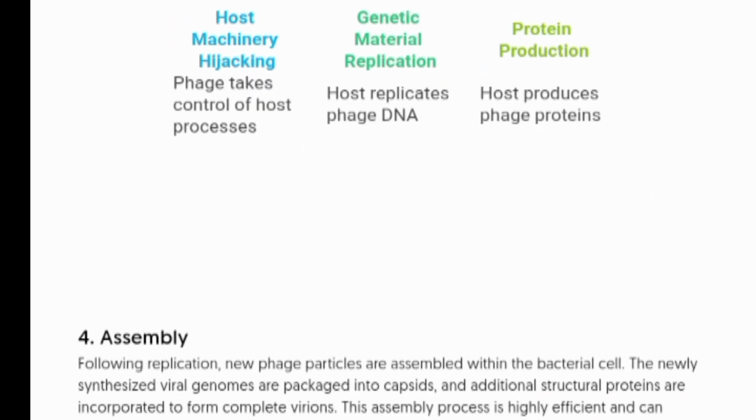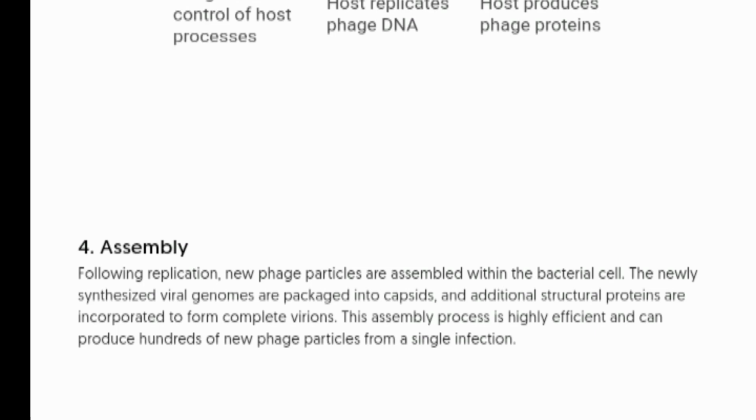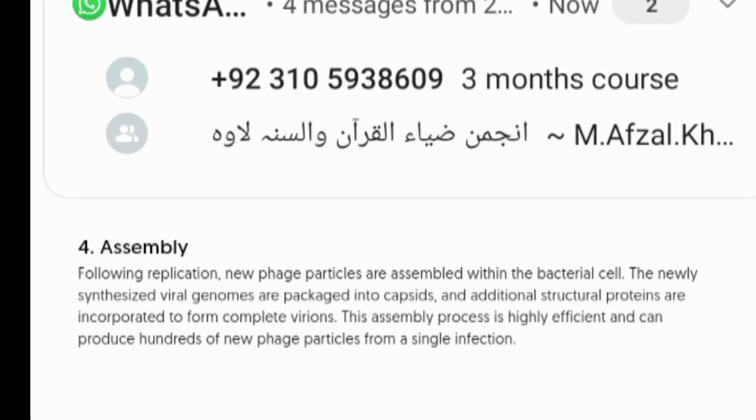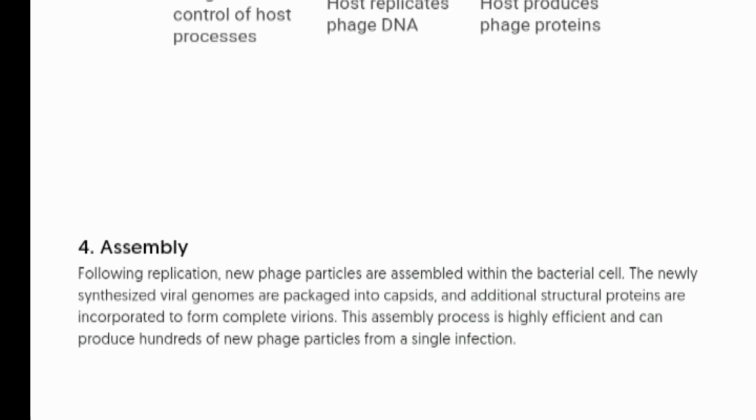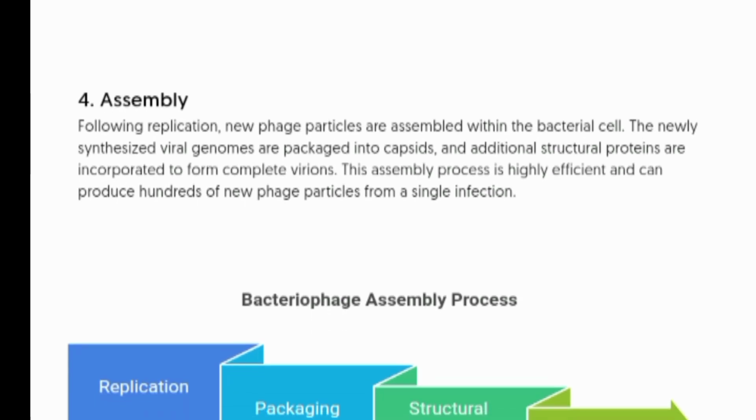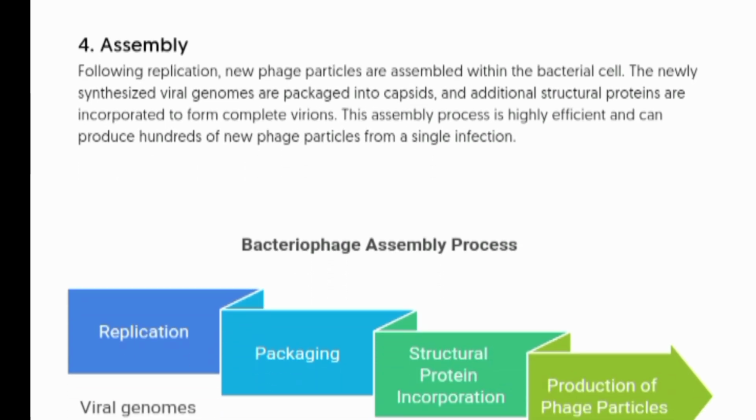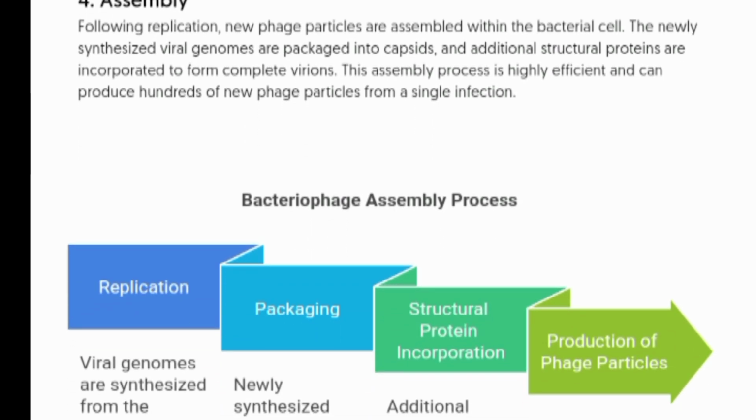Fourth is the assembly stage. Following replication, new phage particles are assembled within the bacterial cell. The newly synthesized viral genomes are packaged into capsids, and additional structural proteins are incorporated to form complete virions. This assembly process is highly efficient and can produce hundreds of new phage particles from a single infection.